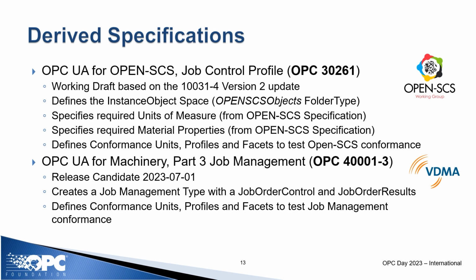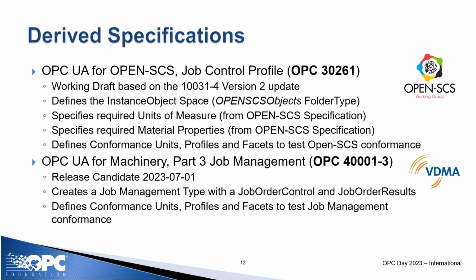So we have several specific properties that we said people have to support, and we did that with conformance units, profiles, and facets in order to test compliance. So it's kind of a mini companion spec that simply says take the general one and now apply it specifically to my industry, my problem space here. But there is a way to check compliance to make sure that you are actually supporting all the units of measure, material properties, and the OPC UA object types that are out there. So that was all done with the OPEN-SCS working group.